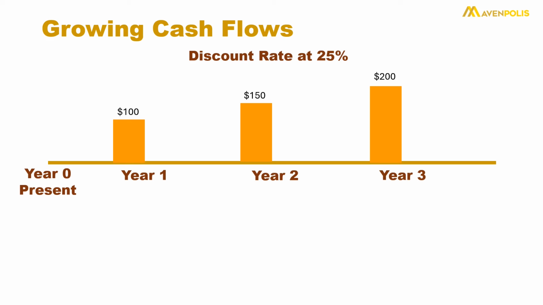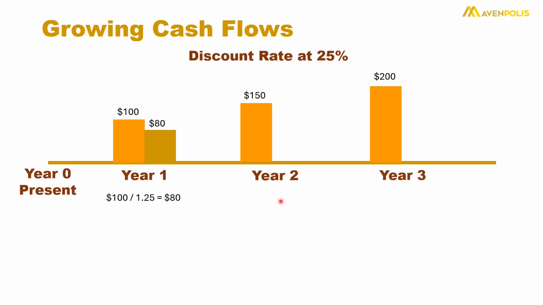However, in reality, most businesses will forecast cash flows that vary from year to year. Furthermore, most likely they will forecast a growing cash flow. In this example, the year 1 cash flow is 100, but it grows to 150 in year 2 and $200 in year 3. And assuming the discount rate is still at 25%, we apply the same formula as the earlier example. So $100 divided by 1.25, you get $80 still.